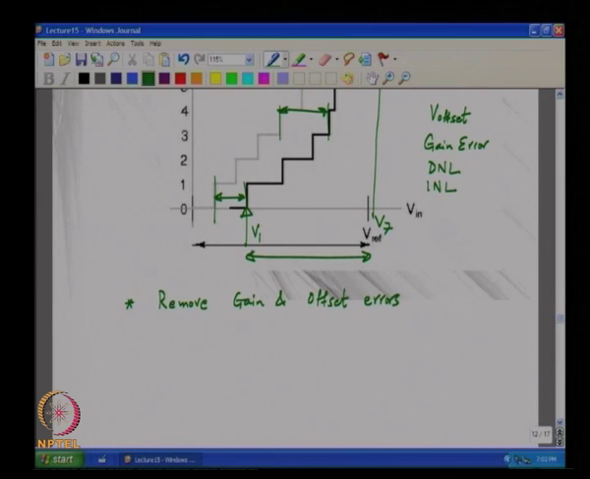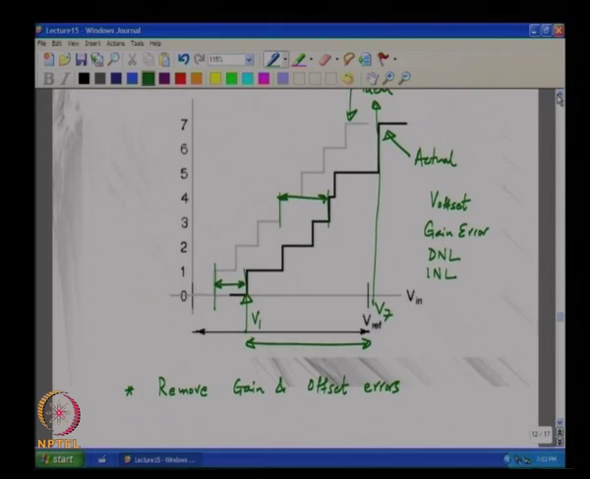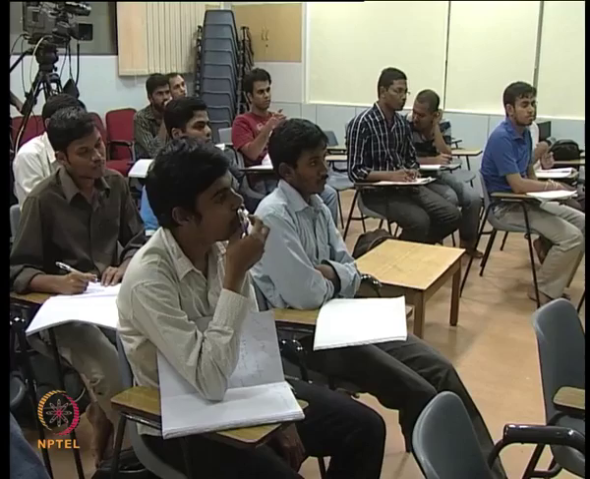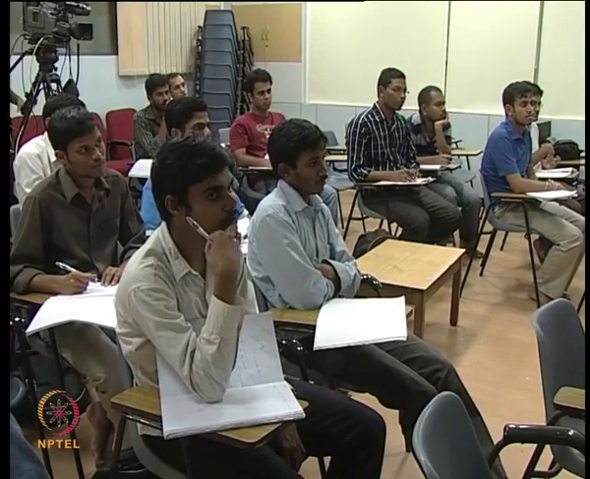And how do you remove gain and offset errors? What do you think? There are many ways of doing this. Can you suggest something? Find the average LSB size, and then find the difference between that and the first transition. That will give you the offset, so you subtract that offset. That is one way of doing it.